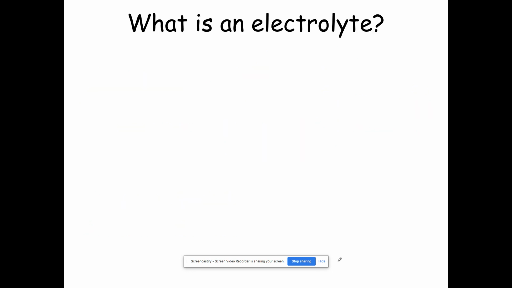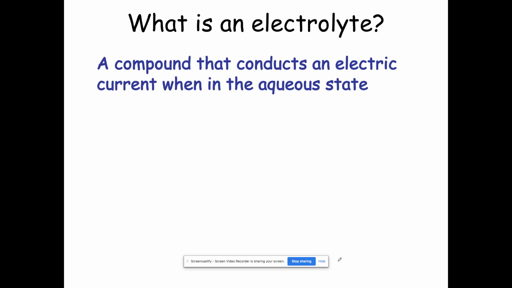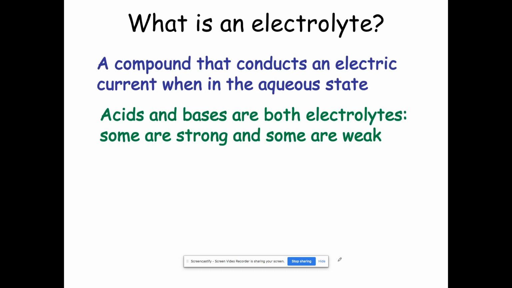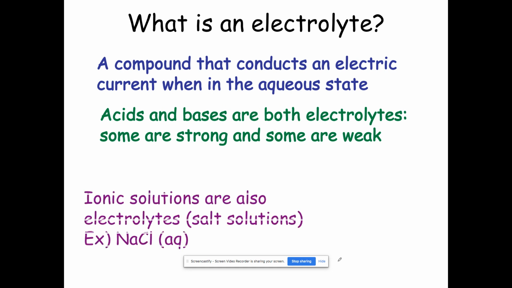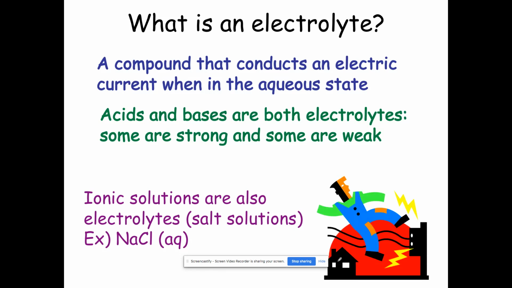Maybe we should take a step back and talk about what an electrolyte is, since acids and bases both are electrolytes. They conduct electric current when in the aqueous state. Some are better than others. And also ionic solutions, so salts in water will conduct. So that's why this is called acids, bases, and salts. Those are the things that will conduct electricity, if they have mobile ions, which is the only way you're going to get electricity to flow through.